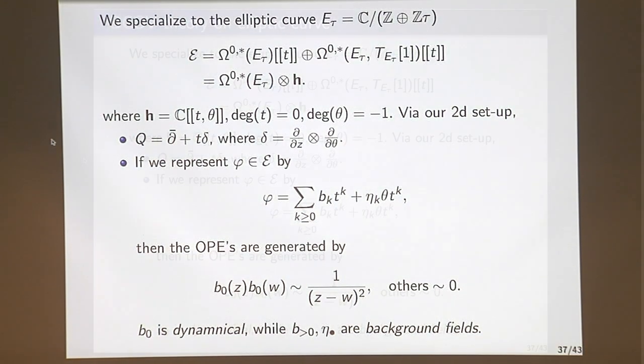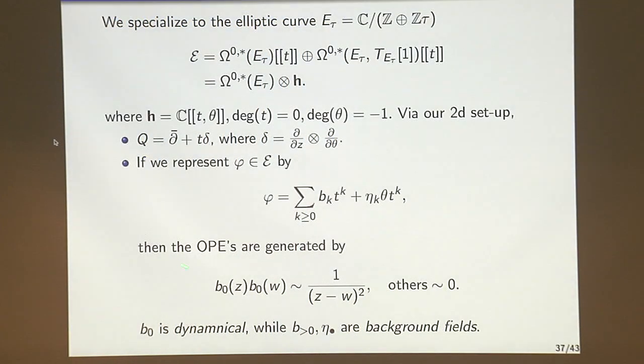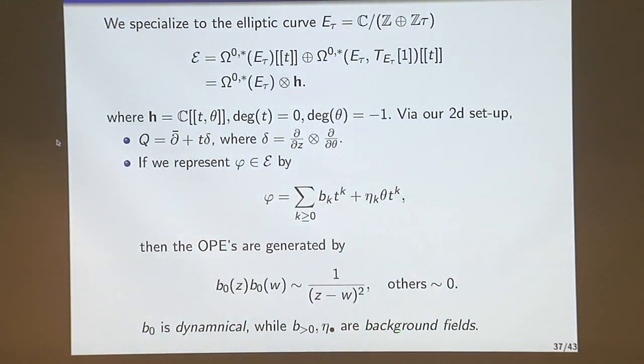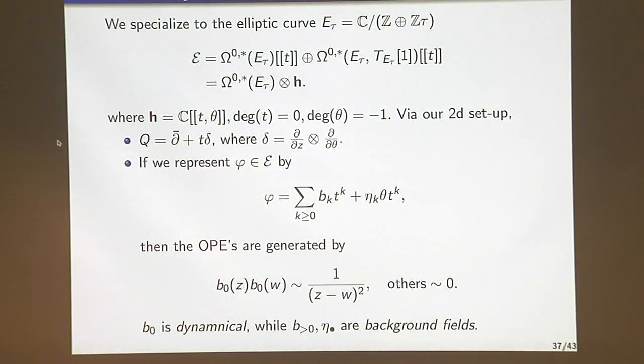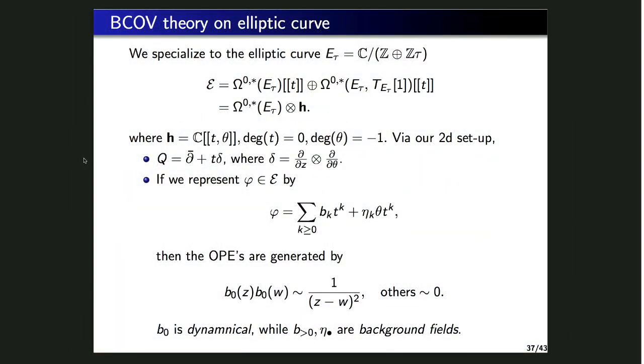Now, sometimes people say this data has a non-trivial dynamical property which contributes to the propagator. So this is called a dynamical variable. There are other fields that don't propagate. So this is called a background field. That is the data for the B-model on the curve.